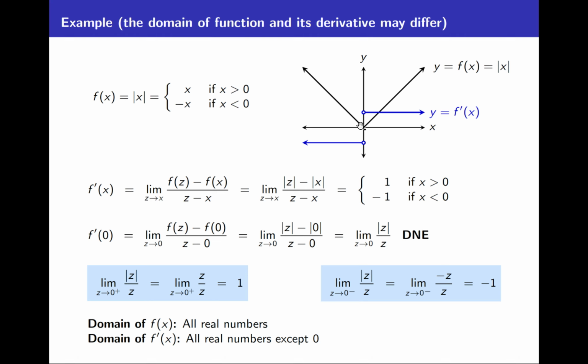The graph takes a violent kink right there. If you magnified this portion of the graph, it wouldn't look more and more like a straight line. It would just keep looking like a corner. There's no tangent line at x equals 0, so the slope is undefined. So the derivative is undefined.